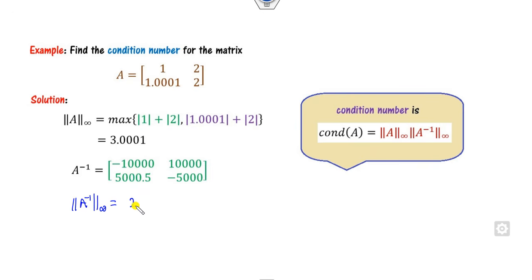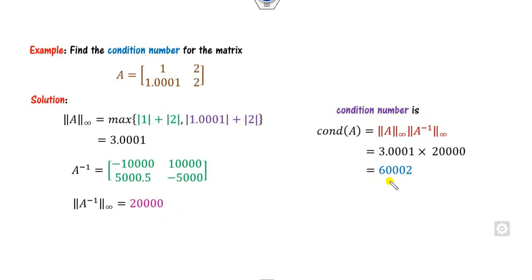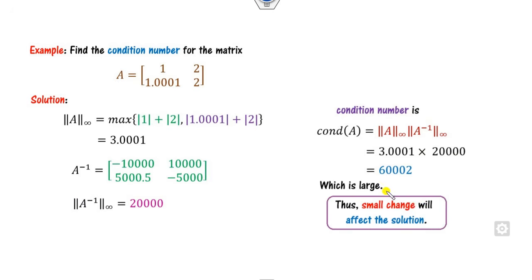So the absolute sums will be 20,000 and 10,000.5. What is the maximum of this? It's 20,000 here. Now you can substitute both the values here, and you will get 60,000. Clearly this is a very large number, so it means a small change in the value of A will give you a drastic effect on the solution.